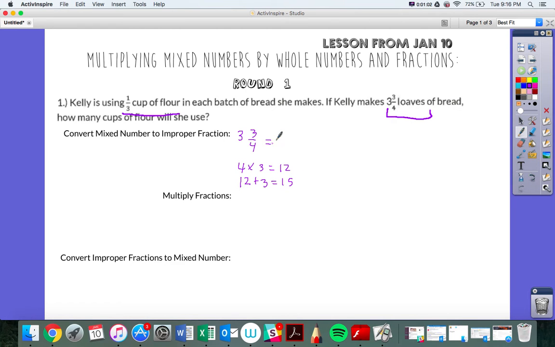Now we can rewrite our fraction with that new numerator, which is 15/4. So now we can take our two fractions, so our new one, 15/4, and we're going to multiply it by 1/3. And that's going to give us 15 times 1 is going to give us 15. And 4 times 3 is going to give us 12. Now we need to check and see if we need to convert any improper fractions to mixed numbers. So I know this is an improper fraction because our numerator is larger.